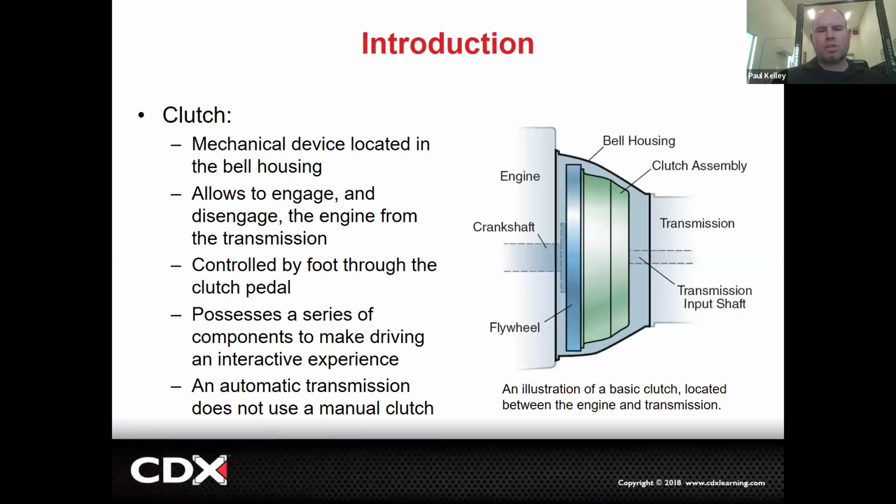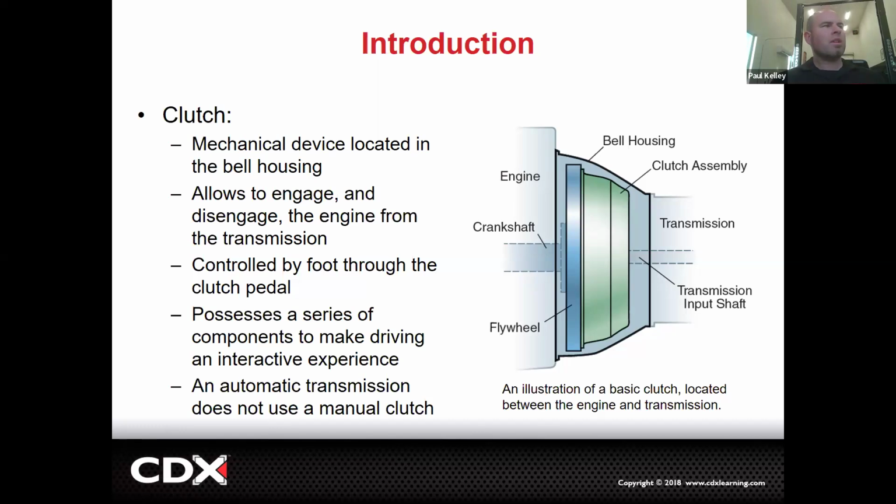So the purpose of the clutch: it's a mechanical device located in the bell housing. It allows you to engage and disengage the engine from the transmission. If we're coming off of automatic, you would know that was pretty much the job of the torque converter. You'd come to a stop, the torque converter being a fluid coupling would allow the engine to continue to spin while the transmission input shaft would stop because the vehicle was stopped, right? So same type of idea. That was the main purpose of the clutch.